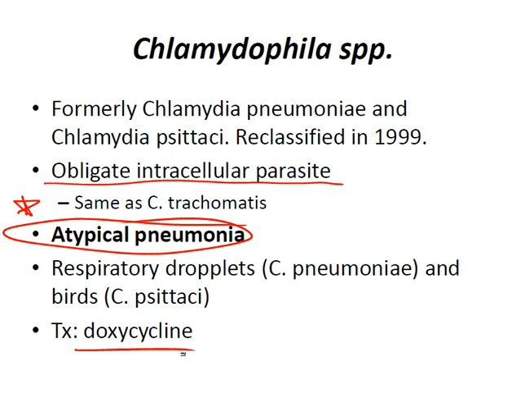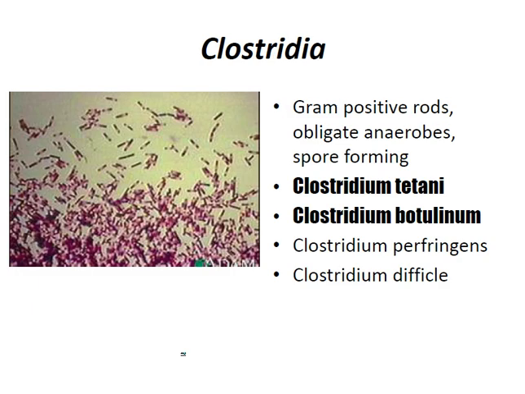Moving right along, we go to Clostridia. Now, Clostridia is a gram-positive rod, obligate anaerobe, and a spore former. Now, spores can survive normal pressure boiling. So that's why it's important that we use an autoclave, right?